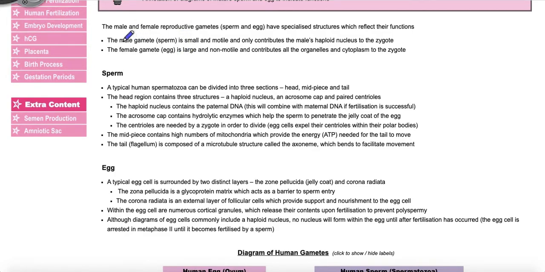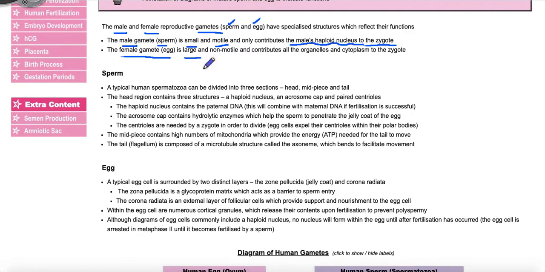So let's start with some general information here. We know that male and female reproductive gametes are called sperm and egg. And as always, form fits function, right? The male sperm is small and it's motile, meaning it can move, it can swim. And we know that the sperm only contributes the male's haploid nucleus to the zygote and perhaps the centrioles, and that's about it. Whereas the female gamete, or the egg, is very large.